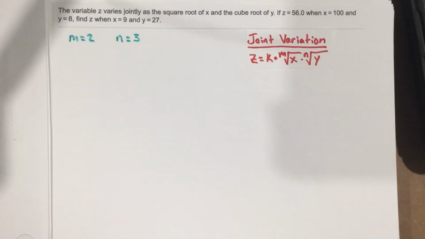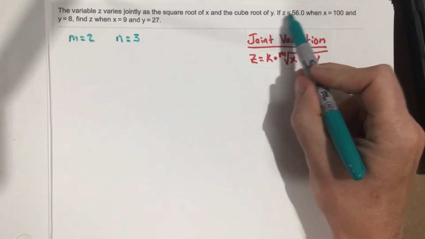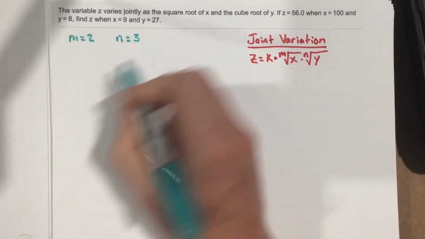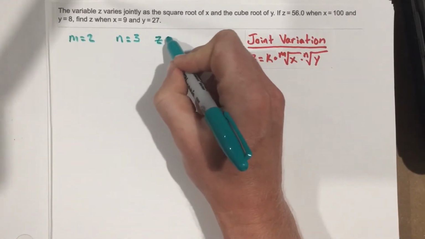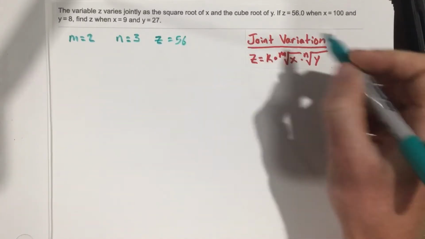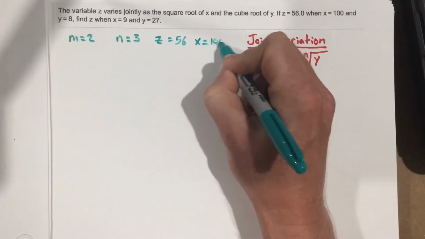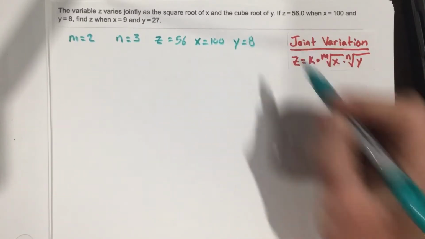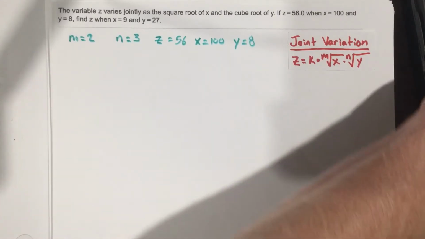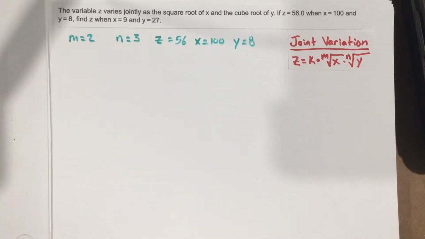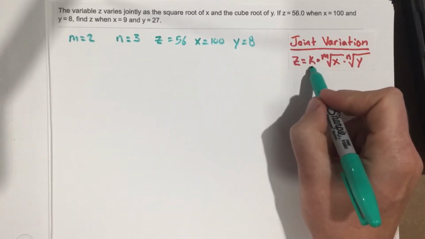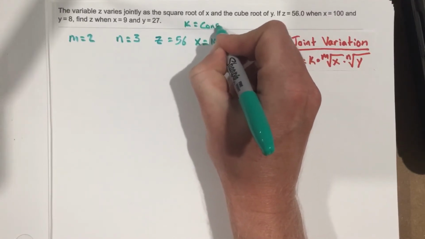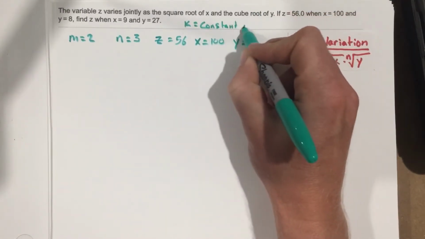But they also say that z is 56 when x is 100 and y is 8. So we have z being 56, x being 100, and y being 8. If we take a look at that formula, we have everything except for what variable? Well, we have everything except the k value, where k equals the constant of proportionality.